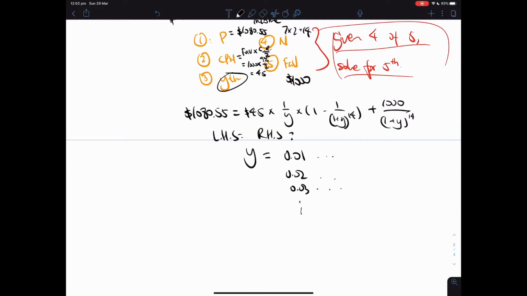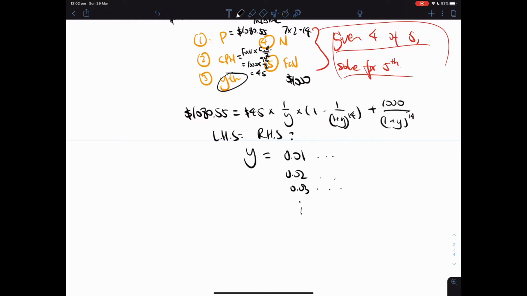Before we show you how to do it, you may say, well, Frank, how are we going to do that in the exam? Well, tell you what, you're not going to do this in the exam. I will not ask you a question that requires trial and error to work out what yield to maturity is. It doesn't mean I'm not going to test your understanding of yield to maturity. What I'm saying is that I will not have a calculation question like this to get you to try every single number until the left-hand side equals the right-hand side.